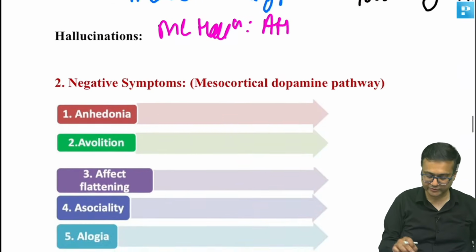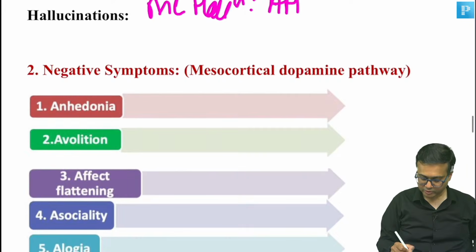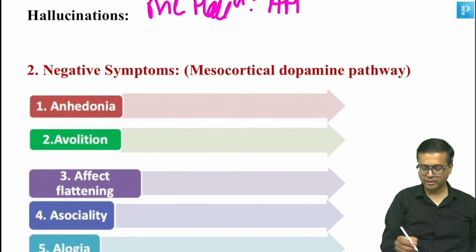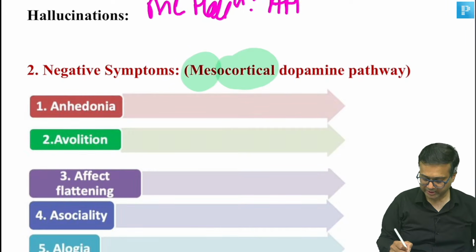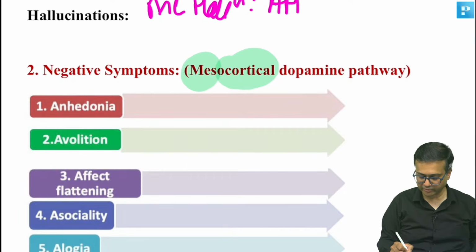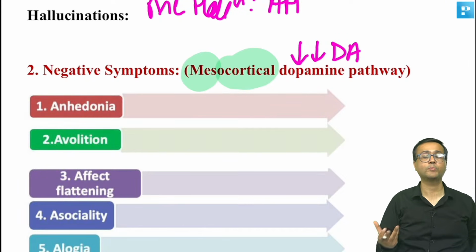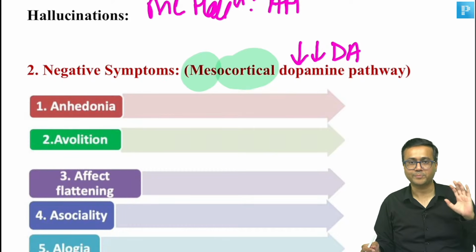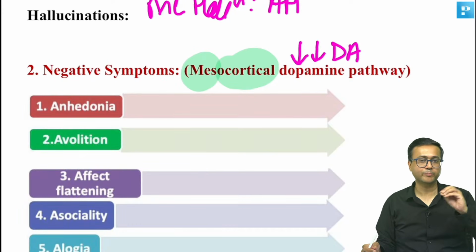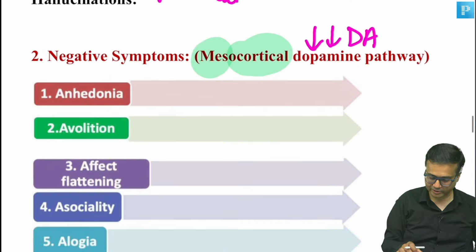Then we have negative symptoms of schizophrenia, beta. We have one more dopamine pathway, which is the mesocortical pathway. Beta, this is from the midbrain to the cortex. In fact, in this pathway there is a decrease of dopamine, which causes negative symptoms. We have some important negative symptoms. Let's discuss these negative symptoms, beta.